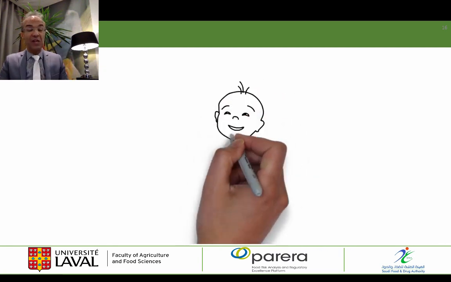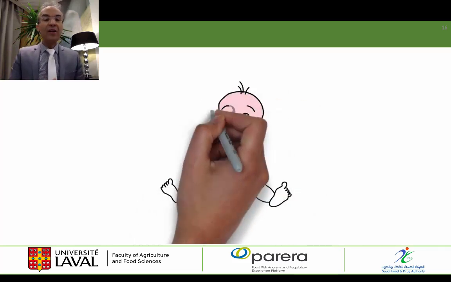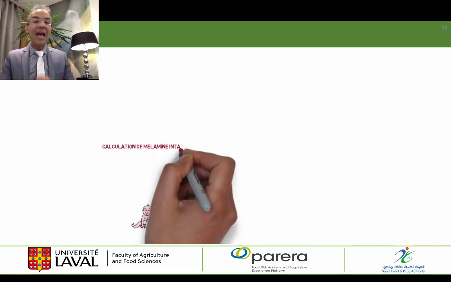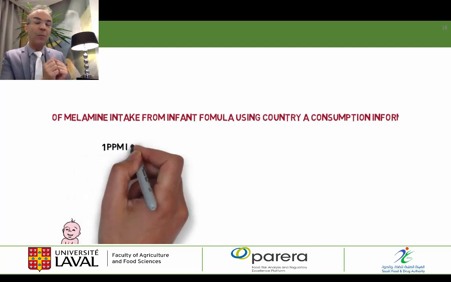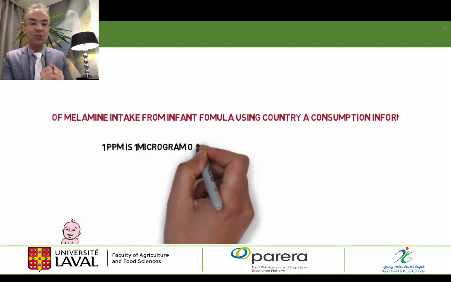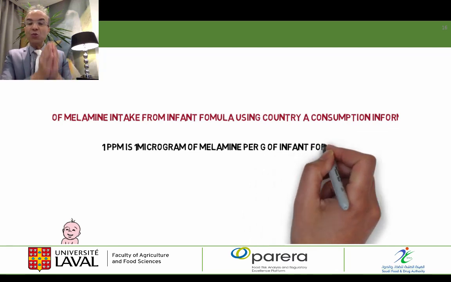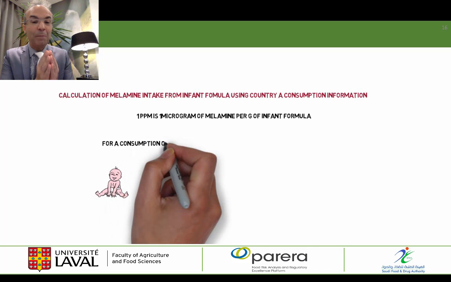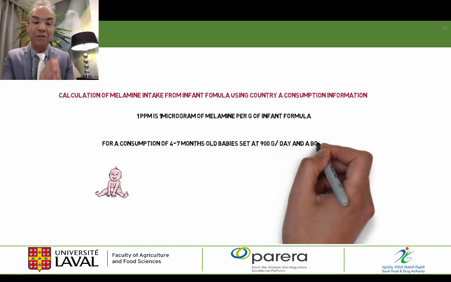So let's look at what the results would look like if we take different countries that are applying this using different consumption information. Let's take country A, where essentially this estimate was attempted, and country A had consumption information for a subset of the population that we're interested in. It's essentially the 4 to 7 year olds. And we tried to estimate when melamine was present at the level of 1 ppm, so that's 1 microgram of melamine per gram of infant formula.